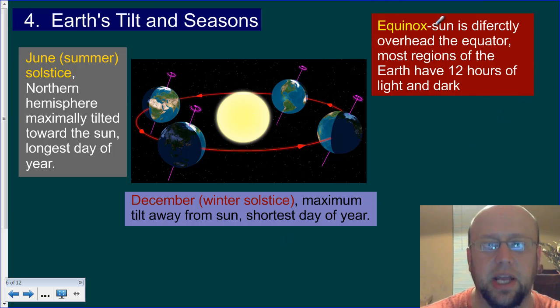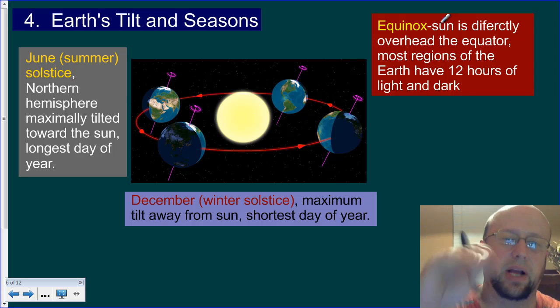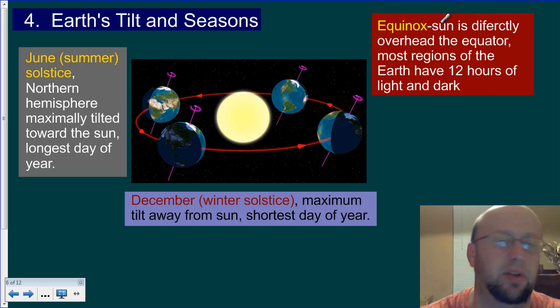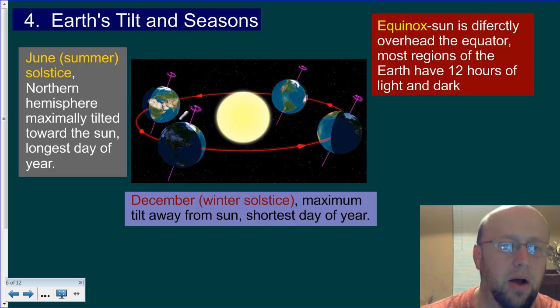Equinox, basically an equinox is when the sun is directly over the equator. And so most of the Earth on that day gets about 12 hours of daylight and about 12 hours of darkness. So we've got 2 equinoxes a year. Okay, so the equinoxes happen in the spring and autumn. So we've got a spring and an autumnal equinox. And so that would be at around March 21st, okay? And around September 21st, when we have our equinoxes.